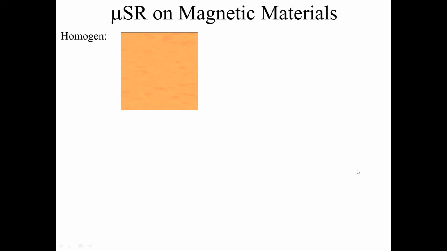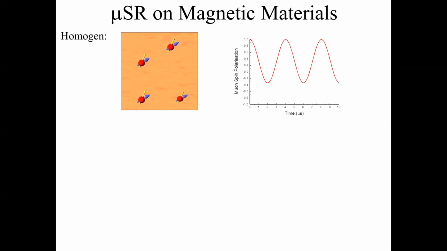So what happens, for example, in a magnetic material, when the system is very homogeneous, is that muons enter into the sample, are implanted into the sample, and then start to precess because of the interaction with the local surroundings. And then if one plots the muon spin polarization as a function of time, this shows a nice muon polarization.